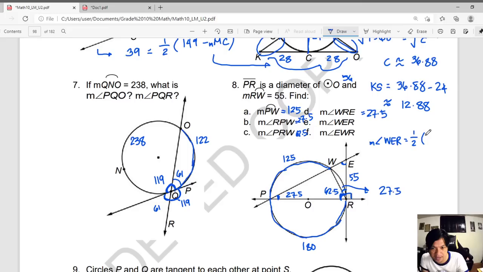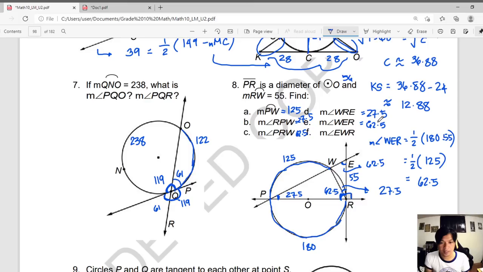First arc is ito, which is 55 and 180. So 180 minus 55. So 1 half of 180 minus 55, it's 125. So, what is 1 half of 125? That's 62.5. So, 62.5. So, the measure of this one is 62.5. And the last one is EWR.